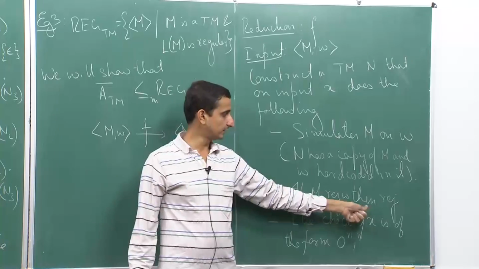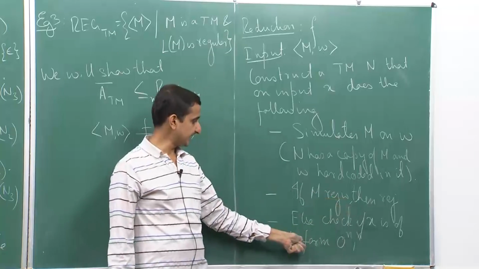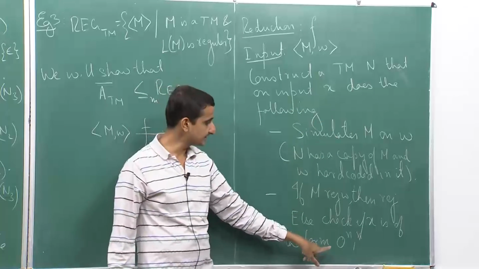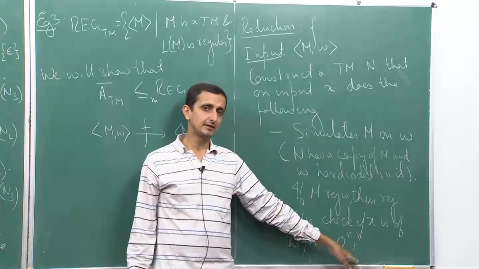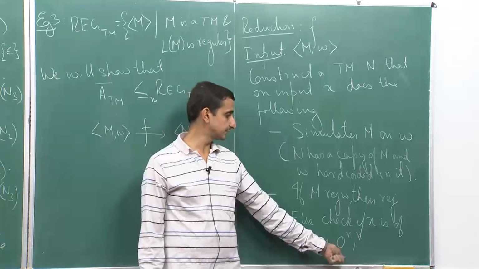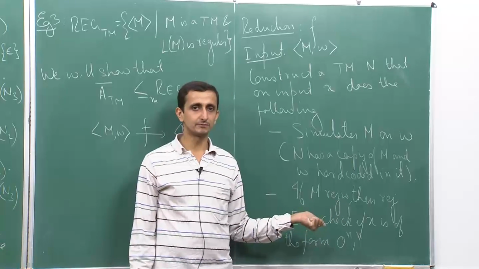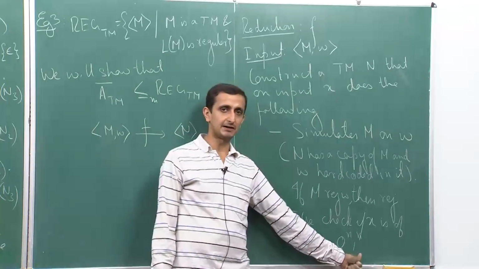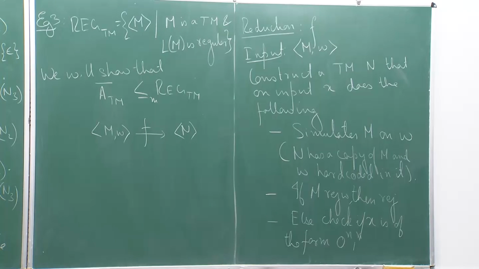If m rejects w, then n will immediately reject. Else, if m accepts w, it checks whether the input of n, which was x, is of the form 0 to the power n 1 to the power n. Why do we take this? Strings of this form give us a non-regular language. That is the first non-regular language that we saw. So, that is why we check if the string has this particular form. If it does, then we accept, else reject.